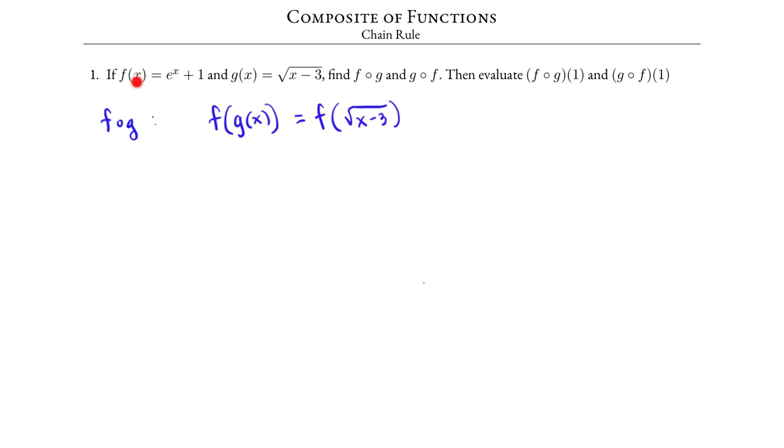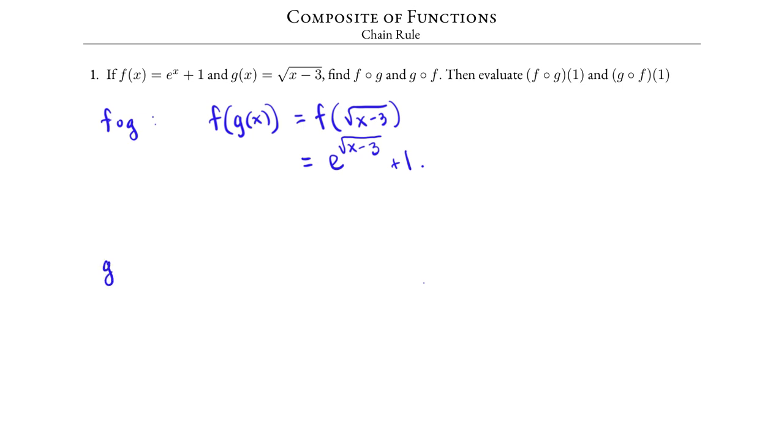And so everywhere we see an x in the function f(x), we will replace it with the square root function. So this will be e to the input, which is now the square root of x minus 3, and everything else is the same. And this is f∘g.